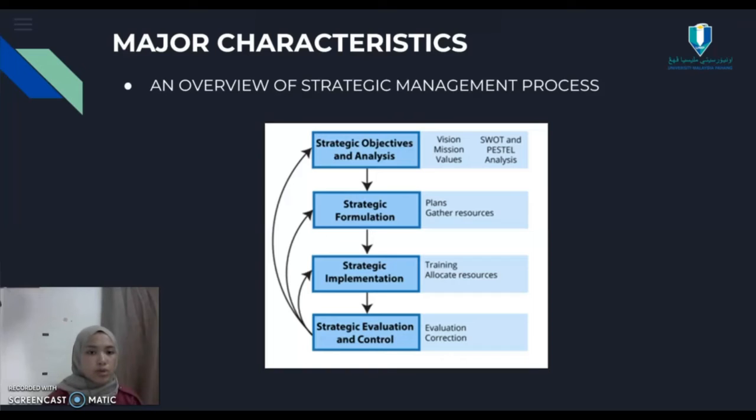Next is an overview of strategic management process that we have strategy objective and analysis, which we need to have vision, mission, value, and also we have SWOT and PESTLE analysis. This is the strategic formulation. In this strategy, we have plans and gather resource. And third is the strategic implementation, which we have training and allocate resource. And lastly is the strategy evaluation and control, which we have evaluation and correction.